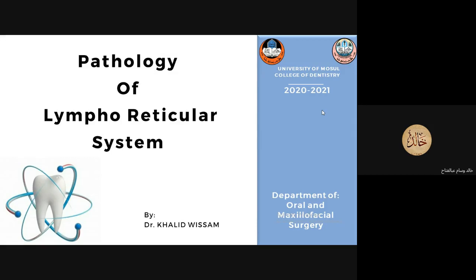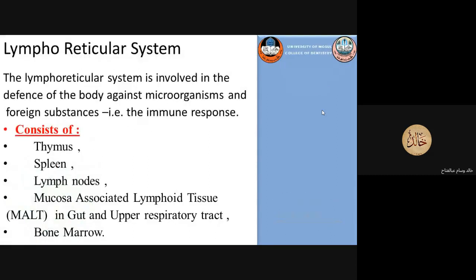محاضرتنا اليوم إن شاء الله راح تكون عن الباثولوجي of lymphoreticular system. At first, we have to know what is the lymphoreticular system. The lymphoreticular system is involved in the defense of the body against microorganisms and foreign substances. That's to say the immune response.